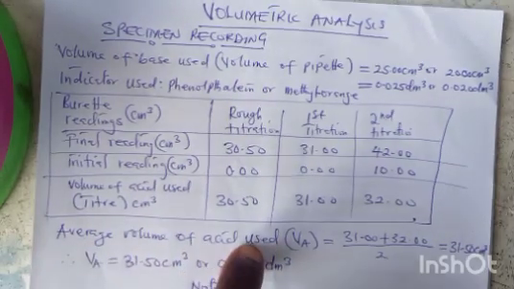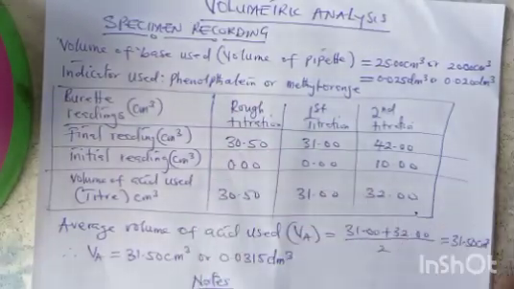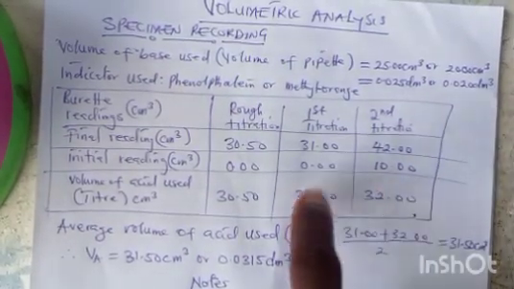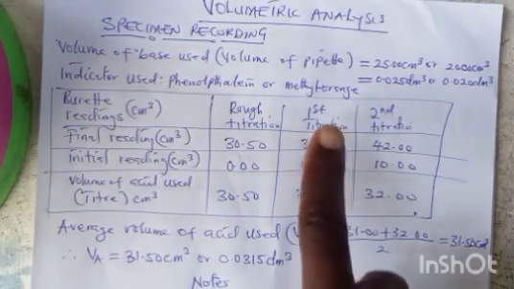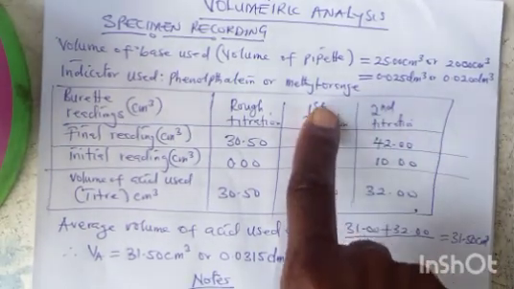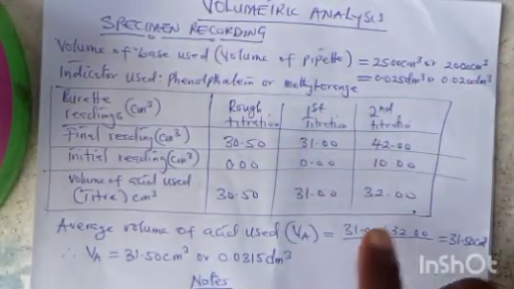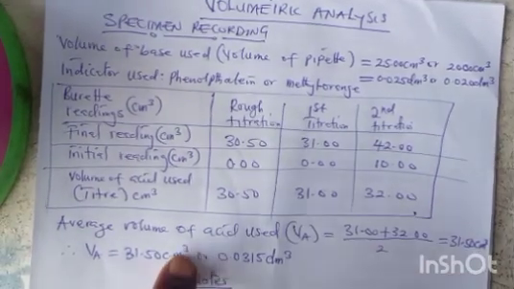Now the average volume of acid used, which we call VA, I told you that you don't include the rough reading in the calculation. You always take the first reading and the second reading, add them and divide by the number of valid titrations. The valid titrations are the first titration and the second titration, so it is only 2. That is why we add them and divide by the number of valid titrations. So this is the volume of acid.